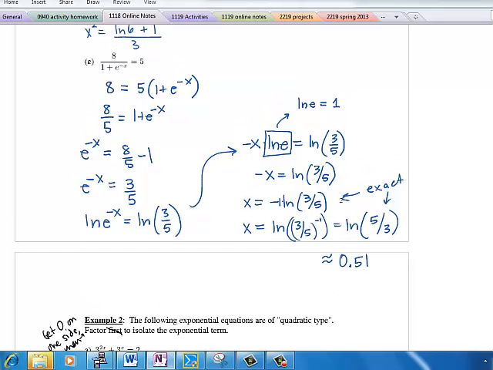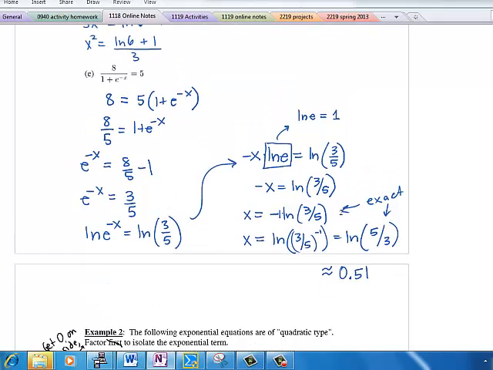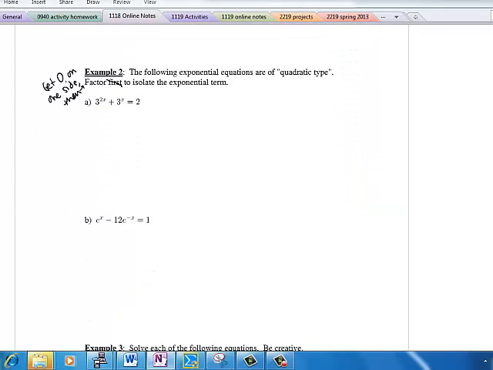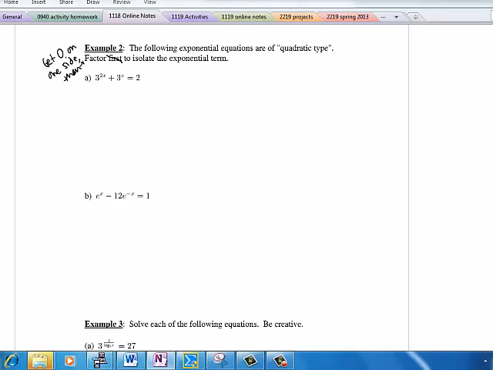All right, so far I would say we've looked at what are kind of standard or more basic exponential equations. Now we're going to take a look at a few that are a little trickier or just a different type. And the first pair here are what are called quadratic type, and we'll see why in a second. Actually, let's talk about y right now.